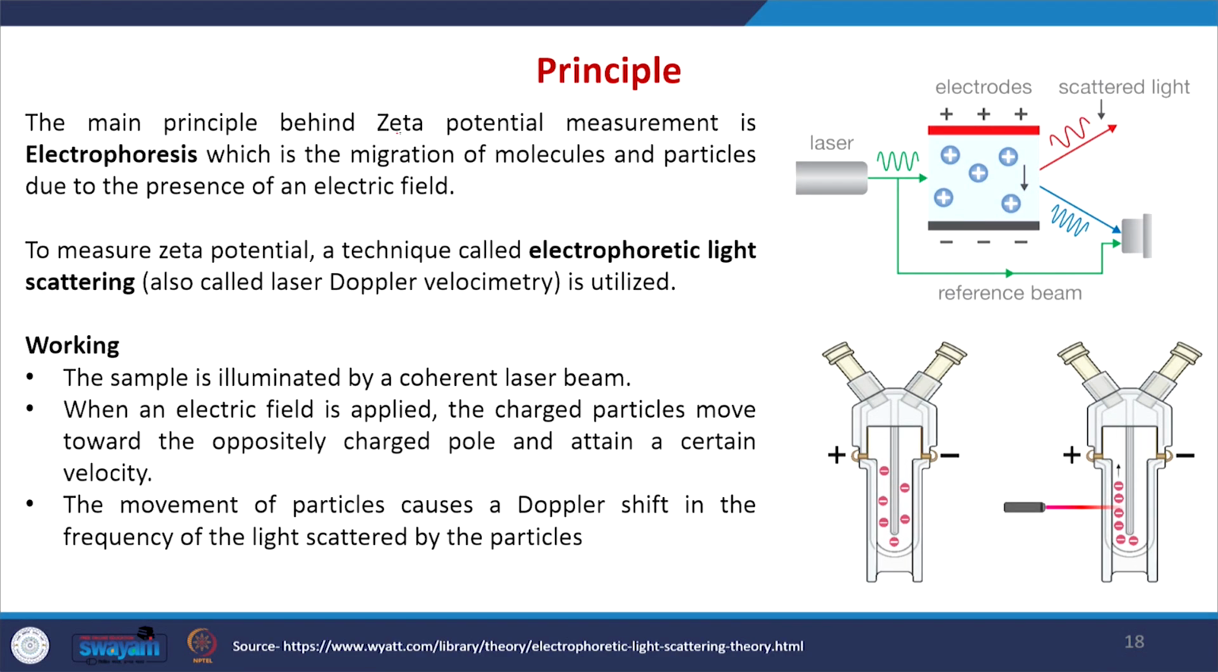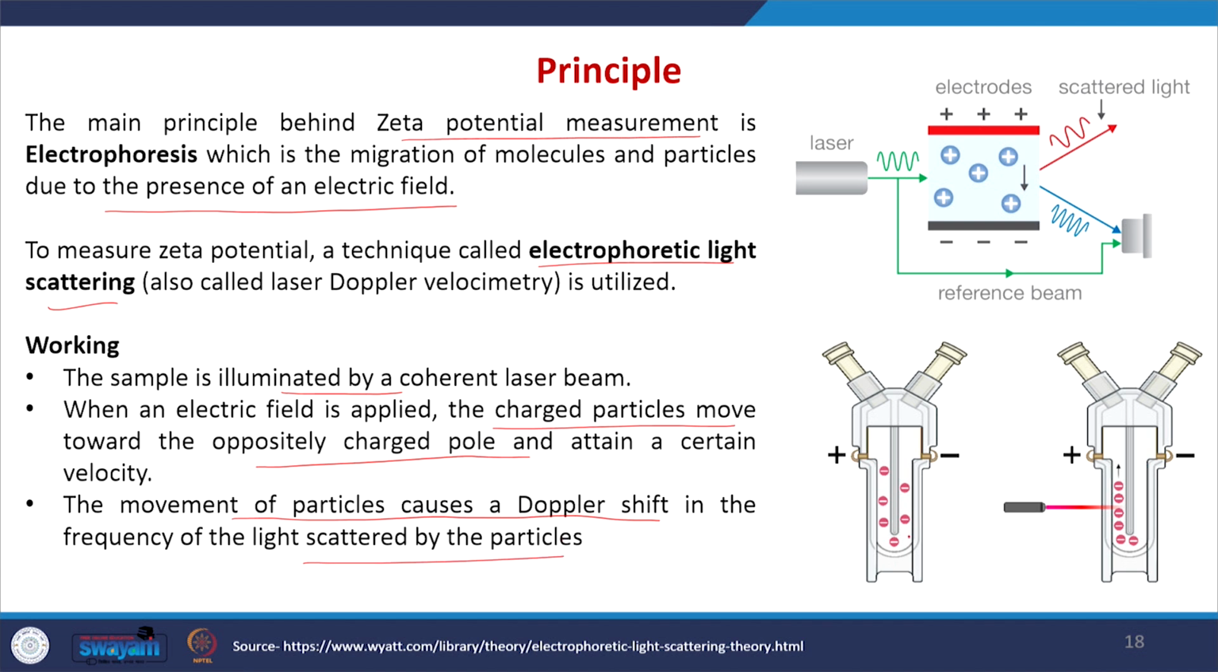Let us see the principle of zeta potential measurement. The main principle behind the zeta potential measurement is electrophoresis, which is the migration of molecules and particles due to the presence of an electric field. To measure zeta potential, a technique called electrophoretic light scattering is utilized. The working principle is that the sample is illuminated by a laser beam, and when an electric field is applied, the charged particles move towards the oppositely charged pole and attain a certain velocity.